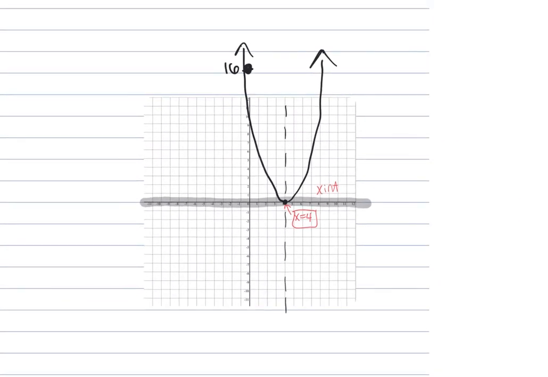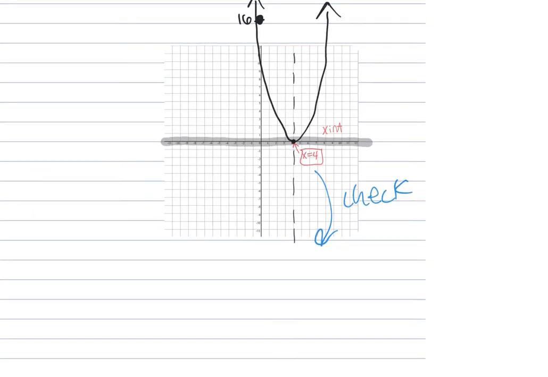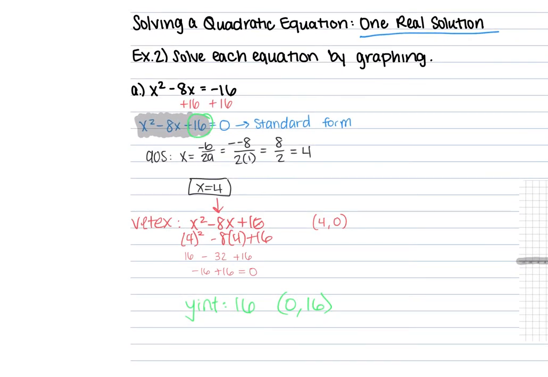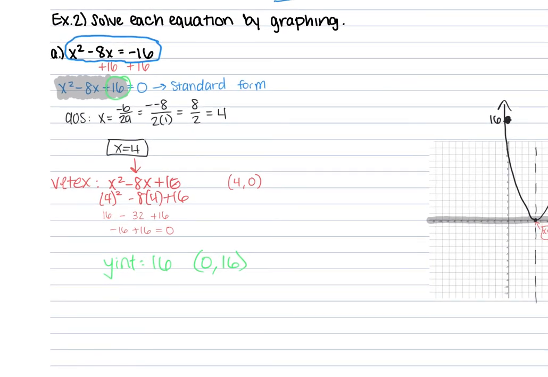Now, even though it seems redundant to check, you must always check your solution, okay? So we have to check this. So we're gonna take 4. For a change of pace, I'm gonna plug it into the original. You're gonna see it works regardless of how you do it. So we're gonna take x squared minus 8x equals negative 16.